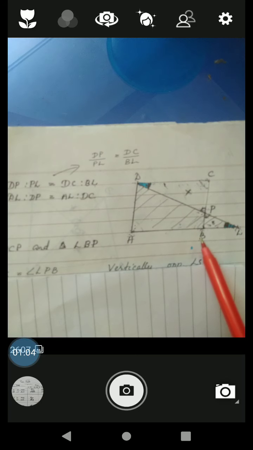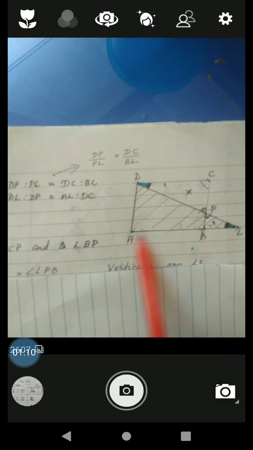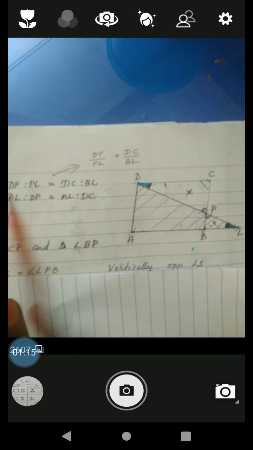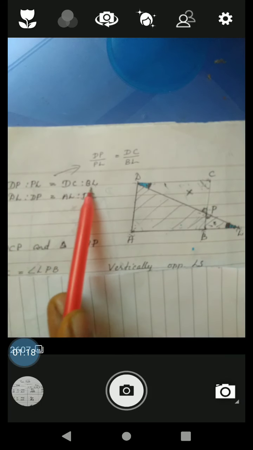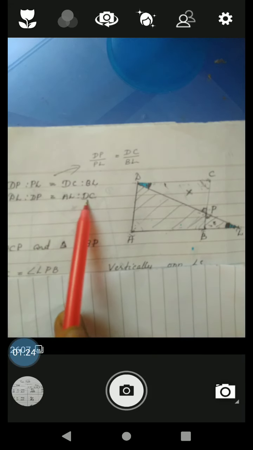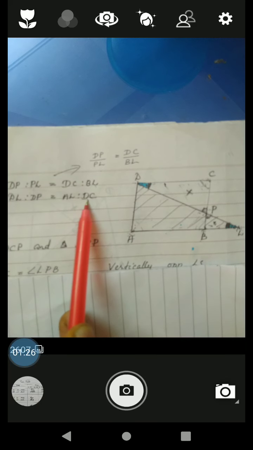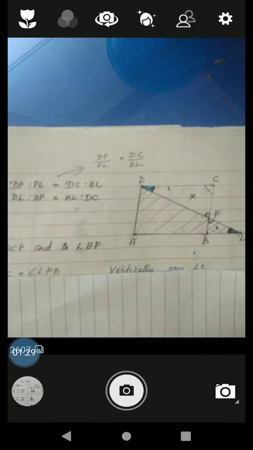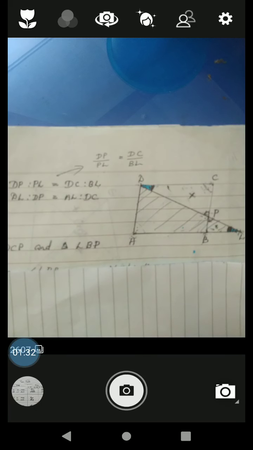If DP produced meets AB produced at point L, prove that DP is to PL is equal to DC is to BL. Second one, DL is to DP is equal to AL is to DC. For proving this, we can consider two similar triangles, and we have to prove that the two triangles are similar. Then we can apply the property of similar triangles.